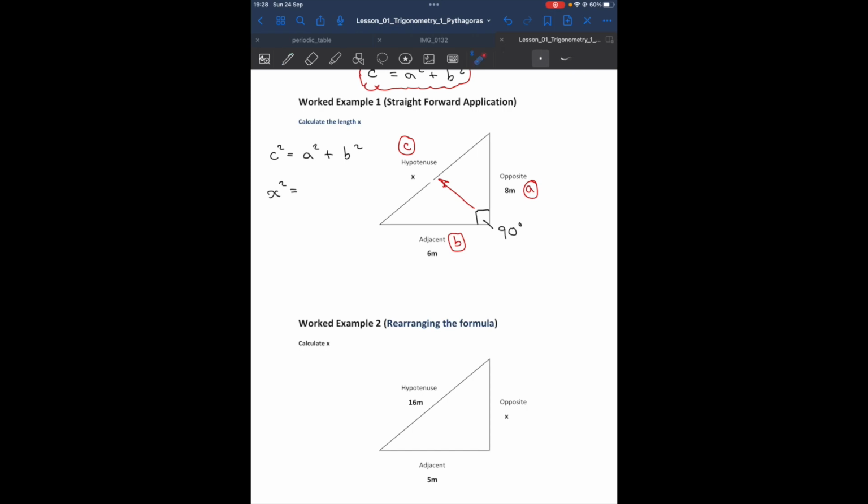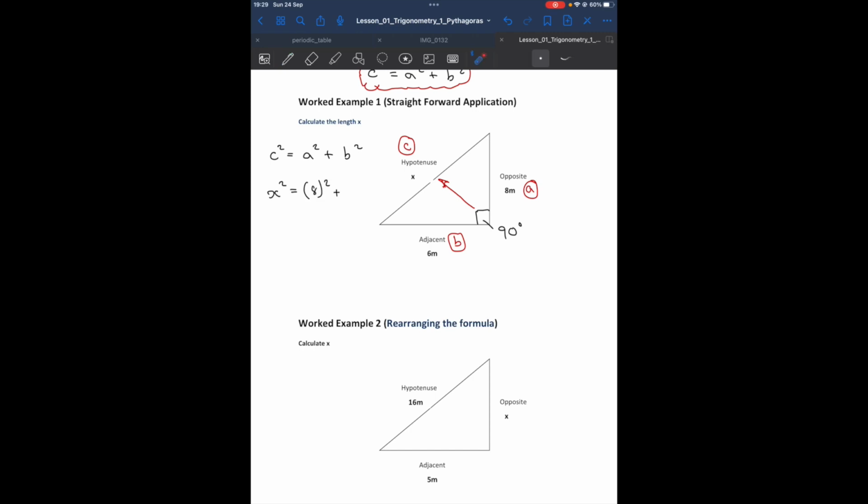Now looking at the diagram, I know that a is this length here, which is the 8. I'm not going to worry about the units or put the units in the formula. I'm just going to put the number in. So I'm going to replace the a in the formula with 8, but I'm going to put the 8 in a bracket.